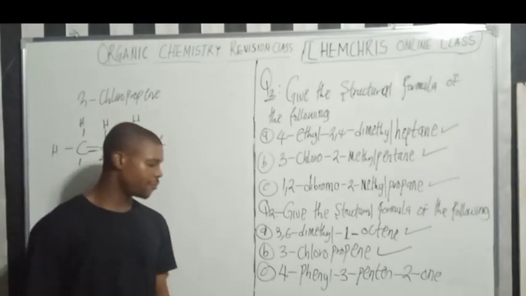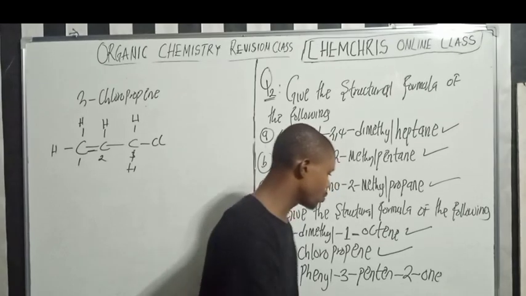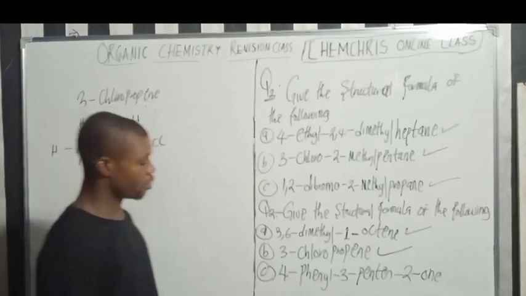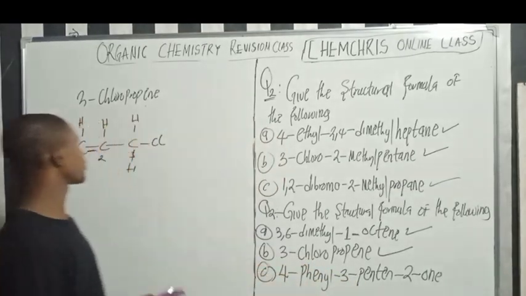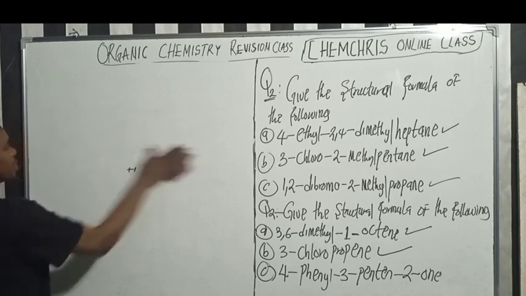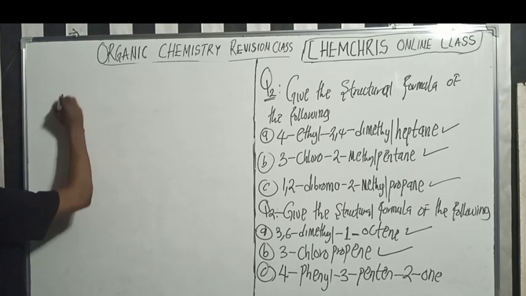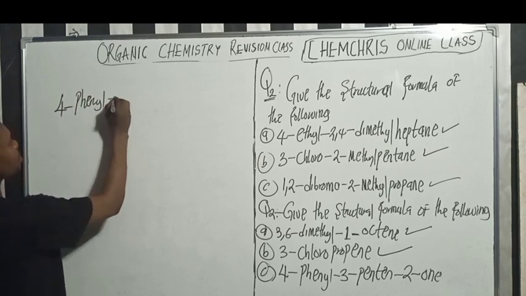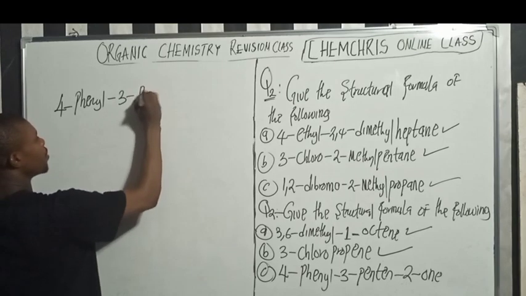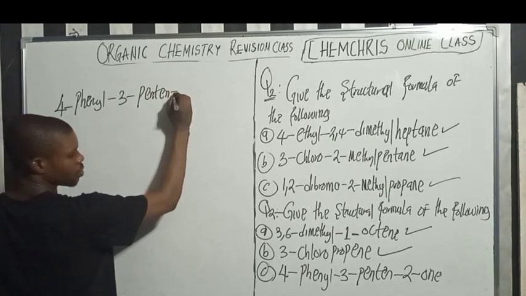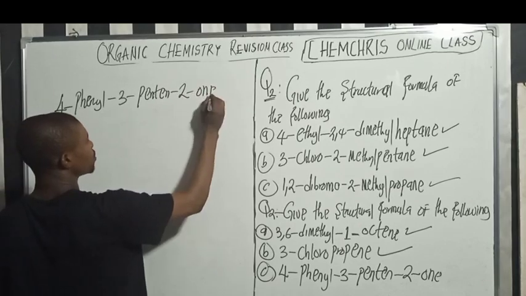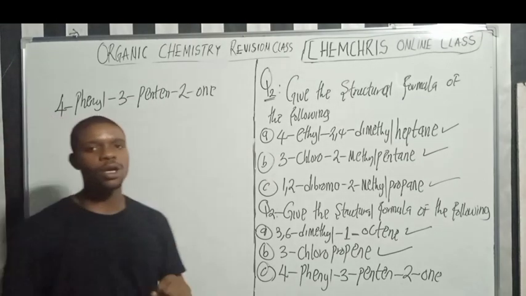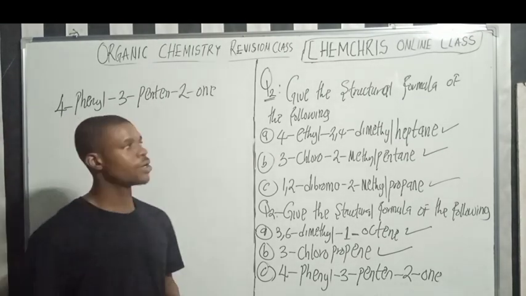So let's look at C. 4-phenyl-3-penten-2-one. Now this is going to be a difunctional compound. Let me just show you this one here. So you have 4-phenyl-3-penten-2-one. This is called a difunctional compound. That is an organic compound with multiple functional groups, right?